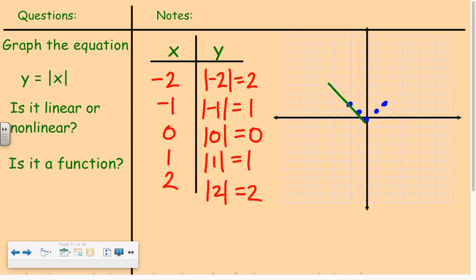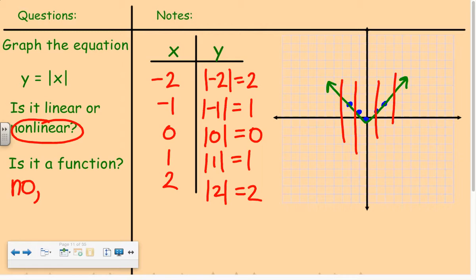Absolute value always creates a V. A V is nonlinear. And if I perform the vertical line test, it is a function. So yes, it passes the VLT.